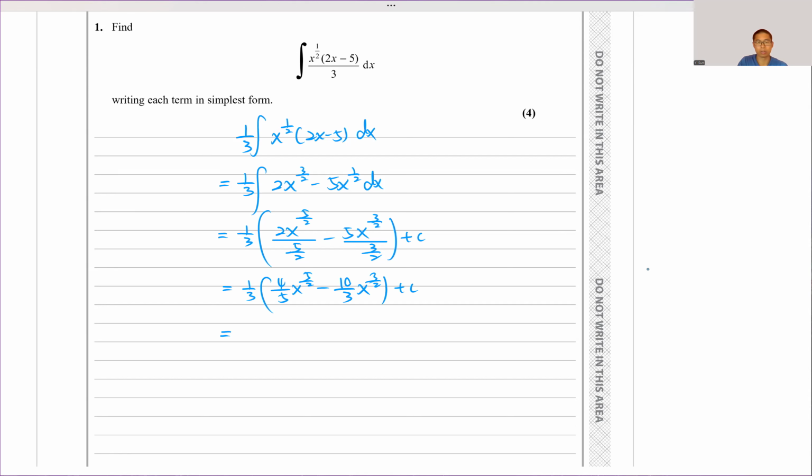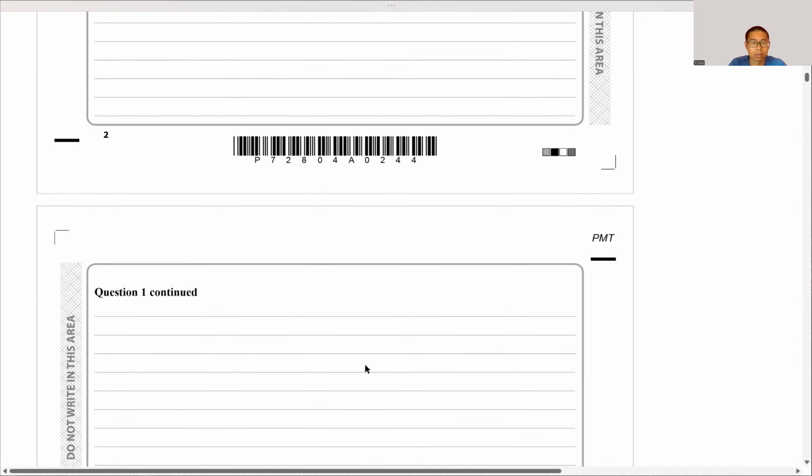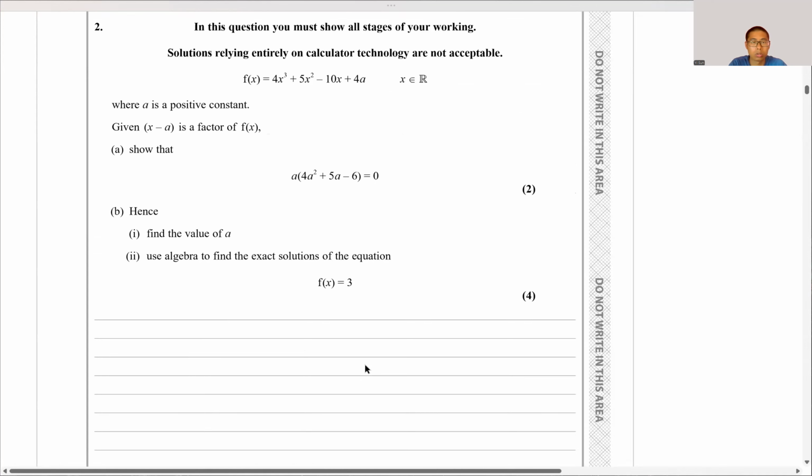Then the final expansion will give us the final answer, 4/15, x to the power of 5/2, minus 10/9, x to the power of 3/2 plus c. Okay, let's have a look at another question. So question 2. This is a factor theorem question.